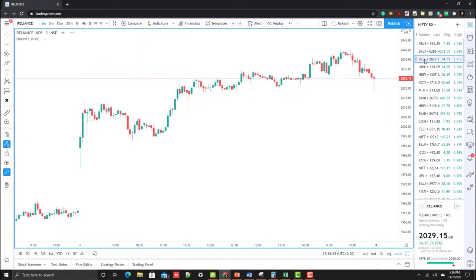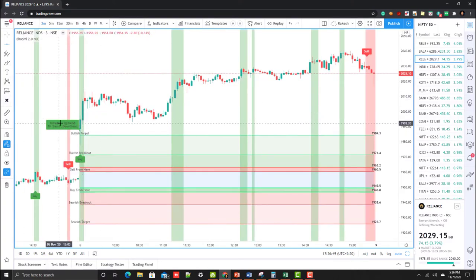Now let me pick Reliance as well. Reliance again shows uptrend, and there was a buy on the 9:15 candle, so it has gone way above our daily levels. So in this case, what we will do is we will switch to a higher time frame levels.